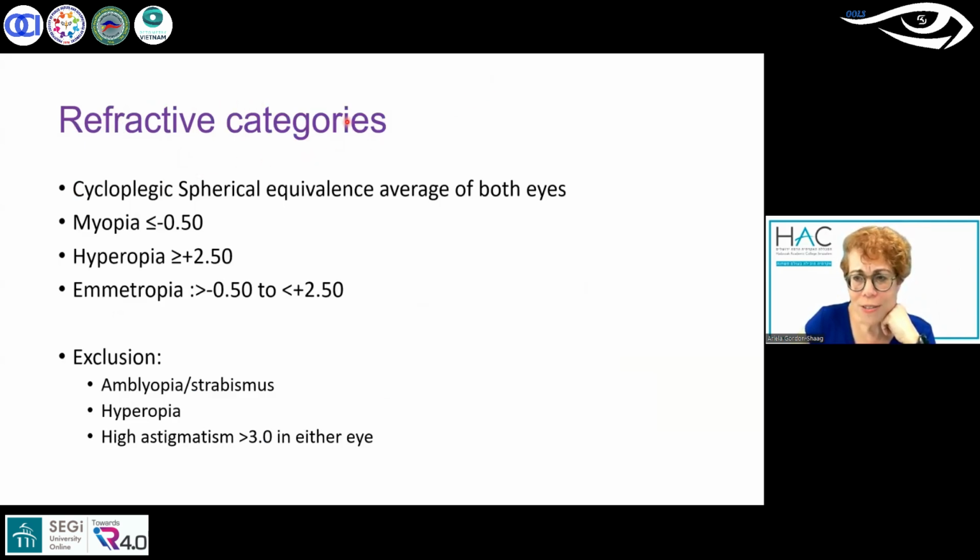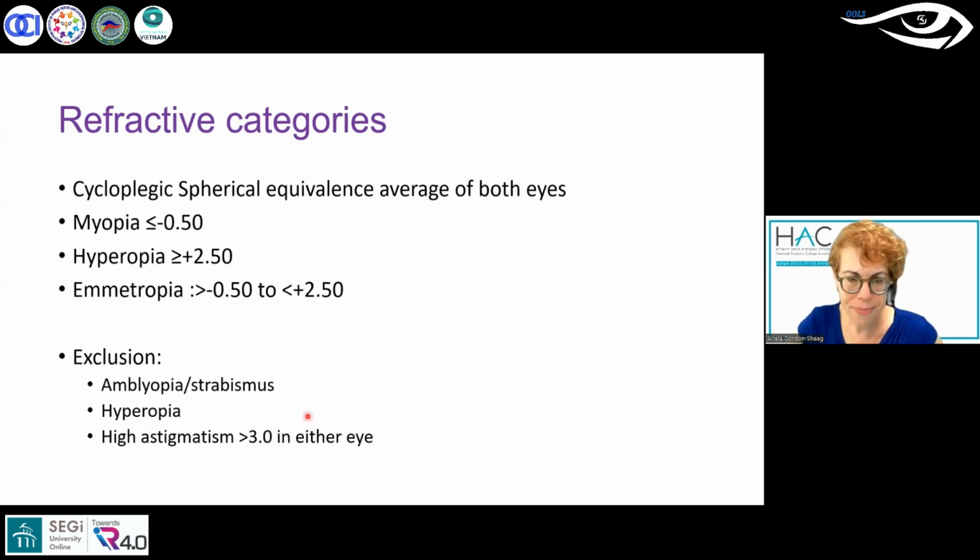So what are our refractive category definitions? We use the cycloplegic spherical equivalent, average of both eyes. Myopia was less than or equal to minus 0.5, based on the International Myopia Institute guidelines. Hyperopia, remember these are young kids, we expect them to be a bit hyperopic, we considered equal to or greater than plus 2.50. And emmetropia was between minus 0.5 and 2.50. Exclusions were kids with amblyopia, strabismus, any systemic disease, and high astigmatism of more than 3 diopters in either eye.